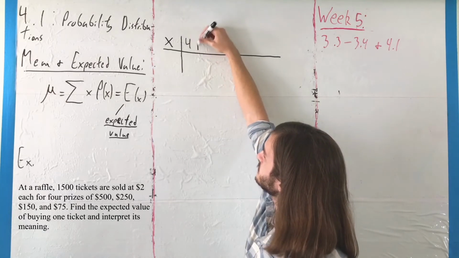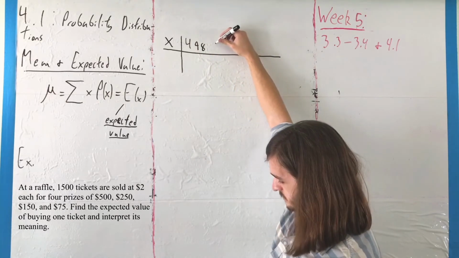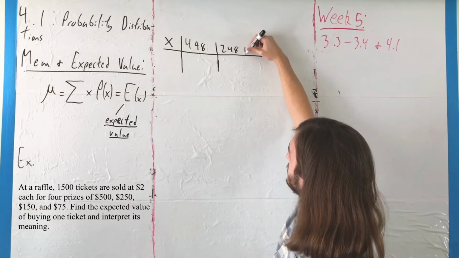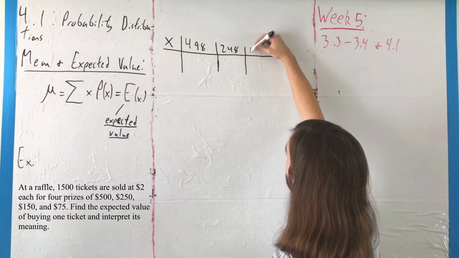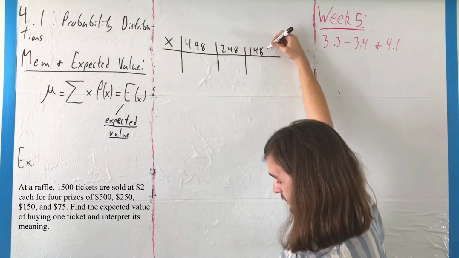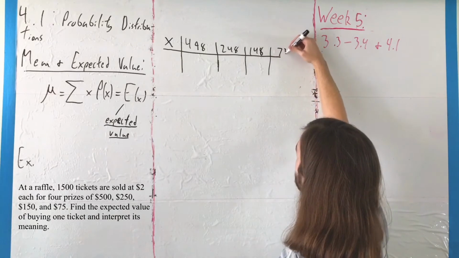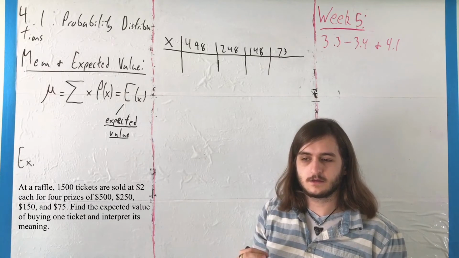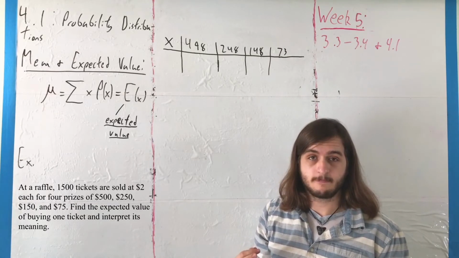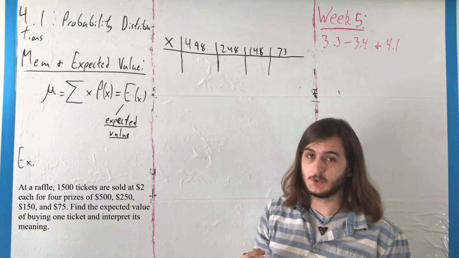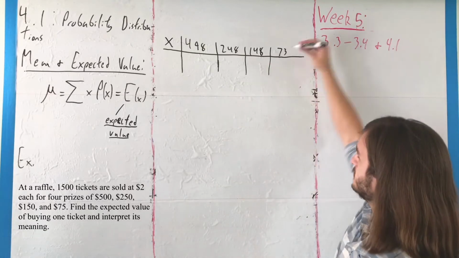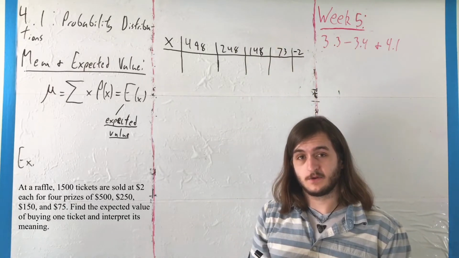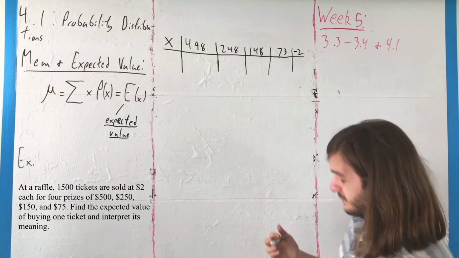So our potential values are $498, $248 for 2 below $250, $148 for 2 below $150, $73, and the hidden last prize, that is, you don't win anything and just end up having paid $2 to enter the raffle. Where this is probably the most likely outcome. And we're going to see that it actually is in terms of our values.